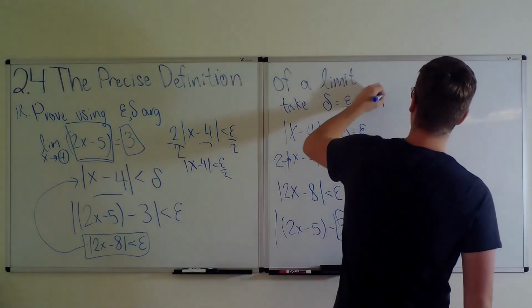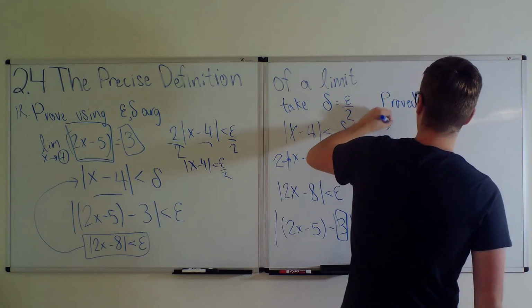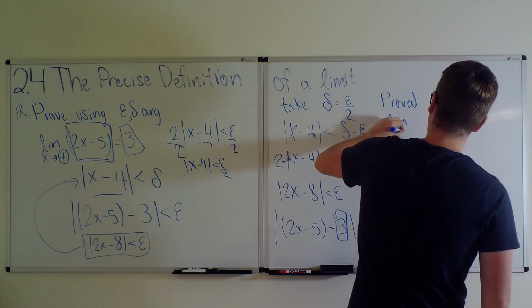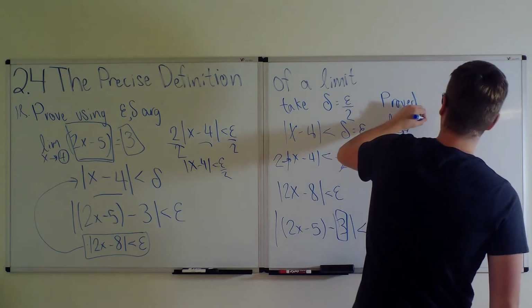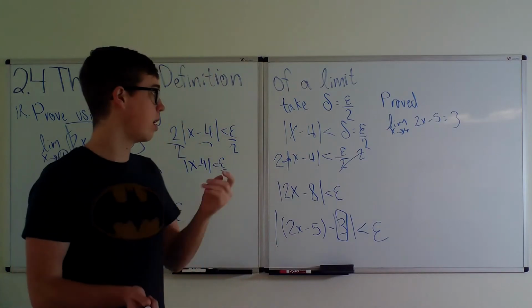So you can prove the limit as x approaches 4 of 2x - 5 is equal to 3. Alright, not too bad, right?